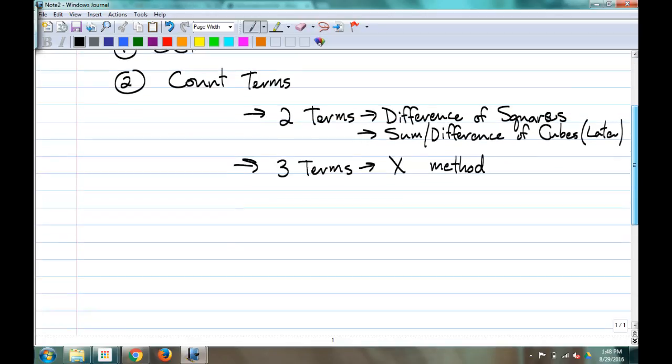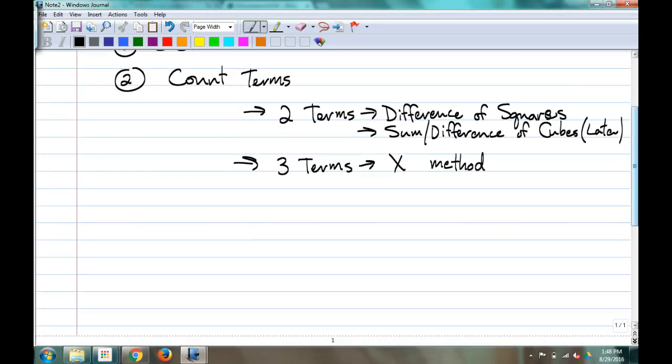My wife does the exact same style of factoring as I do. She just doesn't call it the X method. She uses a table and does it that way. So that's just later, meaning we're not going to do that today. We'll get to that later on.